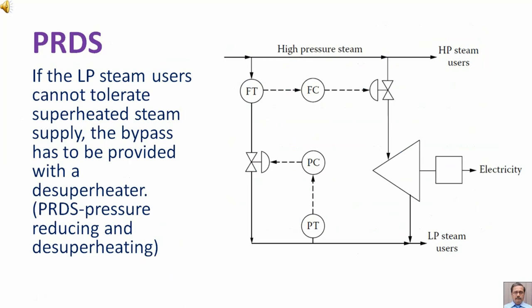If the low pressure steam users cannot tolerate superheated steam supply, the bypass has to be provided with a desuperheater. In other words, PRDS, pressure reducing and desuperheating.